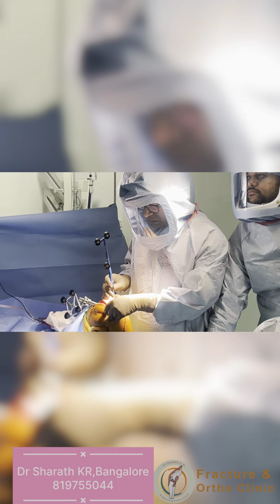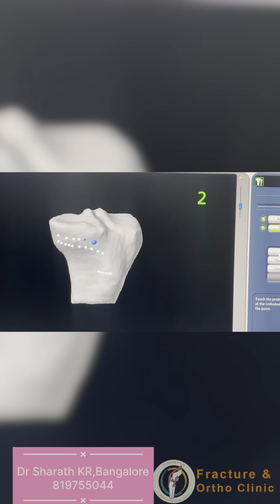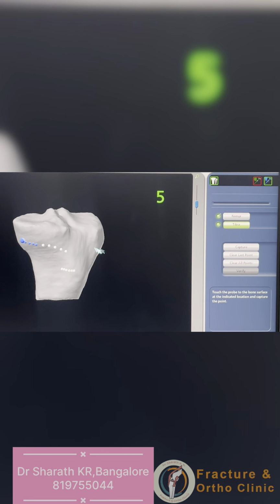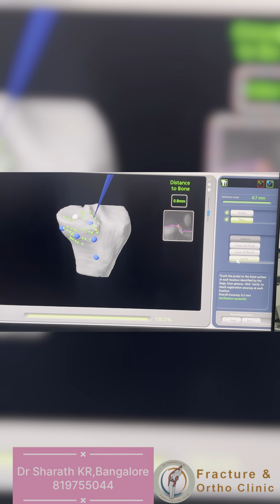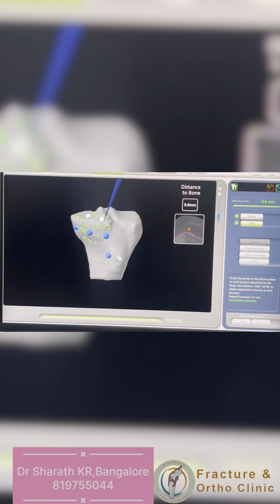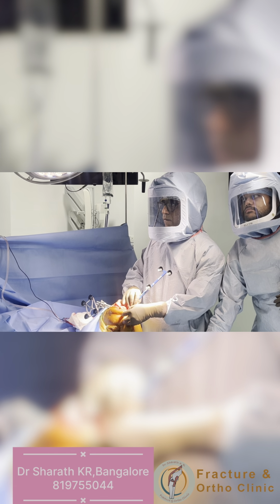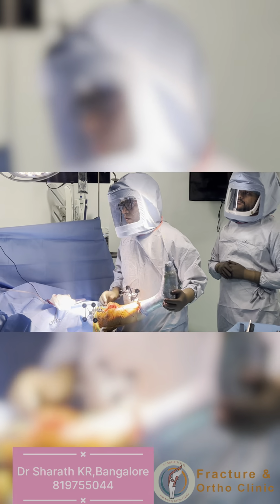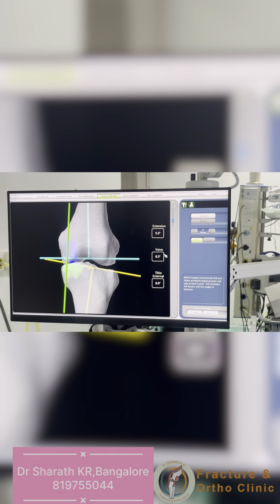Likewise, we are taking multiple points from the proximal medial tibia, and we will cross check these points to assess if we have taken them properly or not. The error should be very minimum. Now we are bursting the blue bigger dots. Then comes the gap assessment.